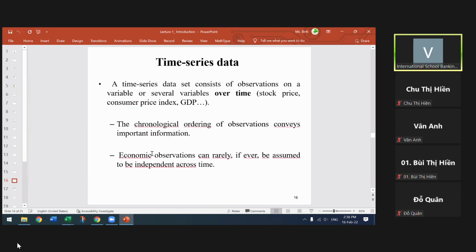Okay, now we move to time series data. A time series data set consists of observations on a variable or several variables over time. That means we observe the observations over time. Normally, variables like the stock market index, the exchange rate, or the consumer price index are time series data.